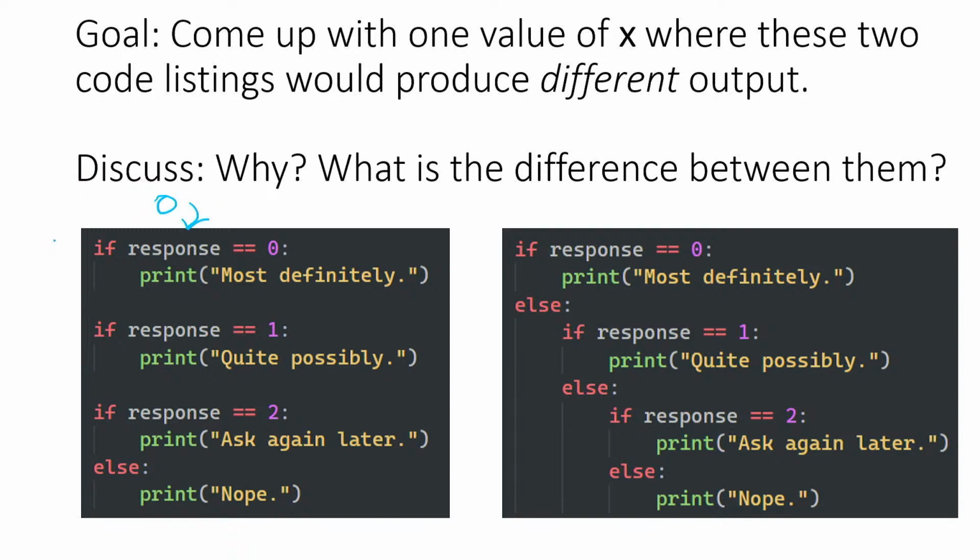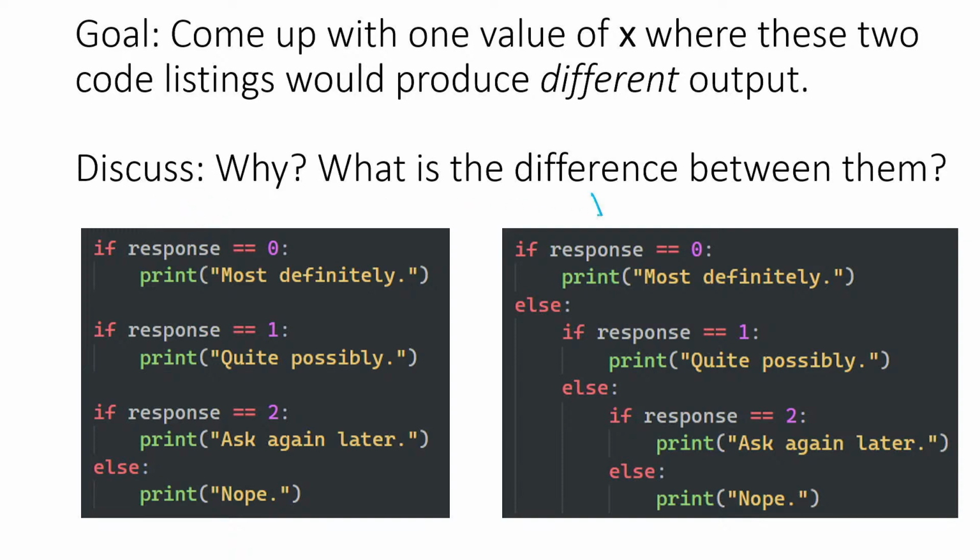Well, if we had done so, in the left-hand example, we would see that this line is printed, right? Because 0 is equal to 0. Well, we continue down, and the computer's going to check, is response equal to 1? No. Okay. Is response equal to 2? No. Oh, well, there's an else statement on this if, so it would also print nope, right? So if we entered 0 here, we would get most definitely and nope, right?